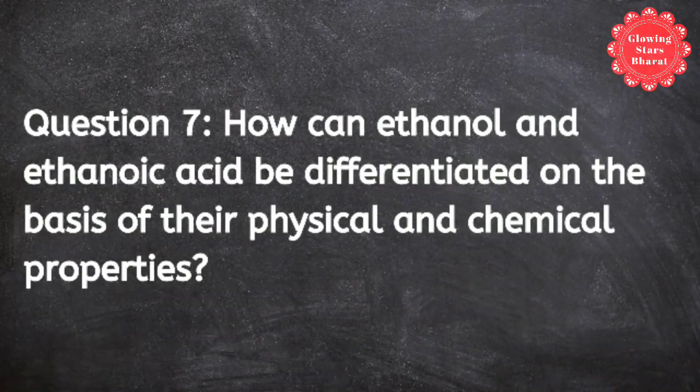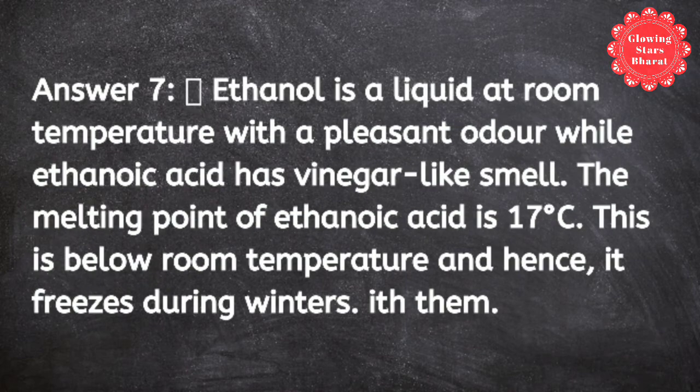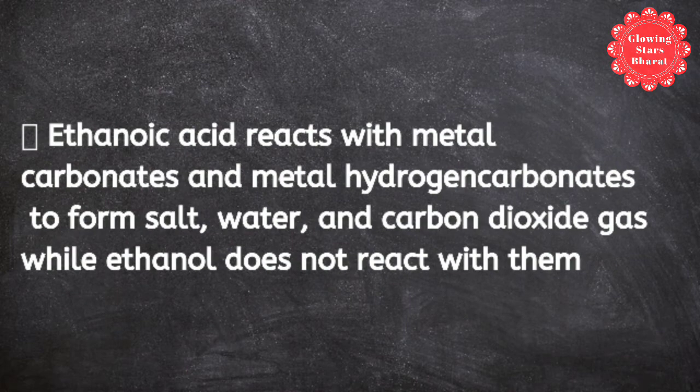Next, question number 7. How can ethanol and ethanoic acid be differentiated on the basis of their physical and chemical properties? Friends, ethanol is a liquid at room temperature with a pleasant odor, while ethanoic acid has a vinegar-like smell. The melting point of ethanoic acid is 17 degrees Celsius. This is below room temperature and hence it freezes during winters. Ethanoic acid reacts with metal carbonates and metal hydrogen carbonates to form salt, water and carbon dioxide gas, while ethanol does not react with them.